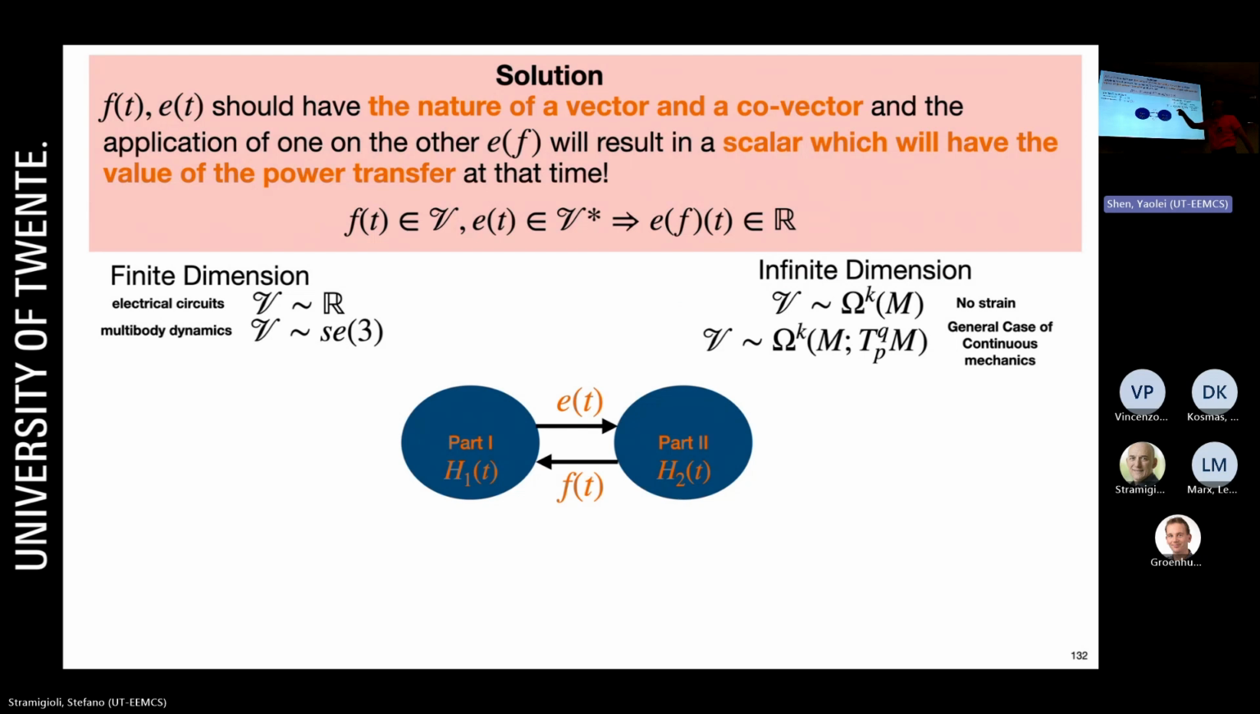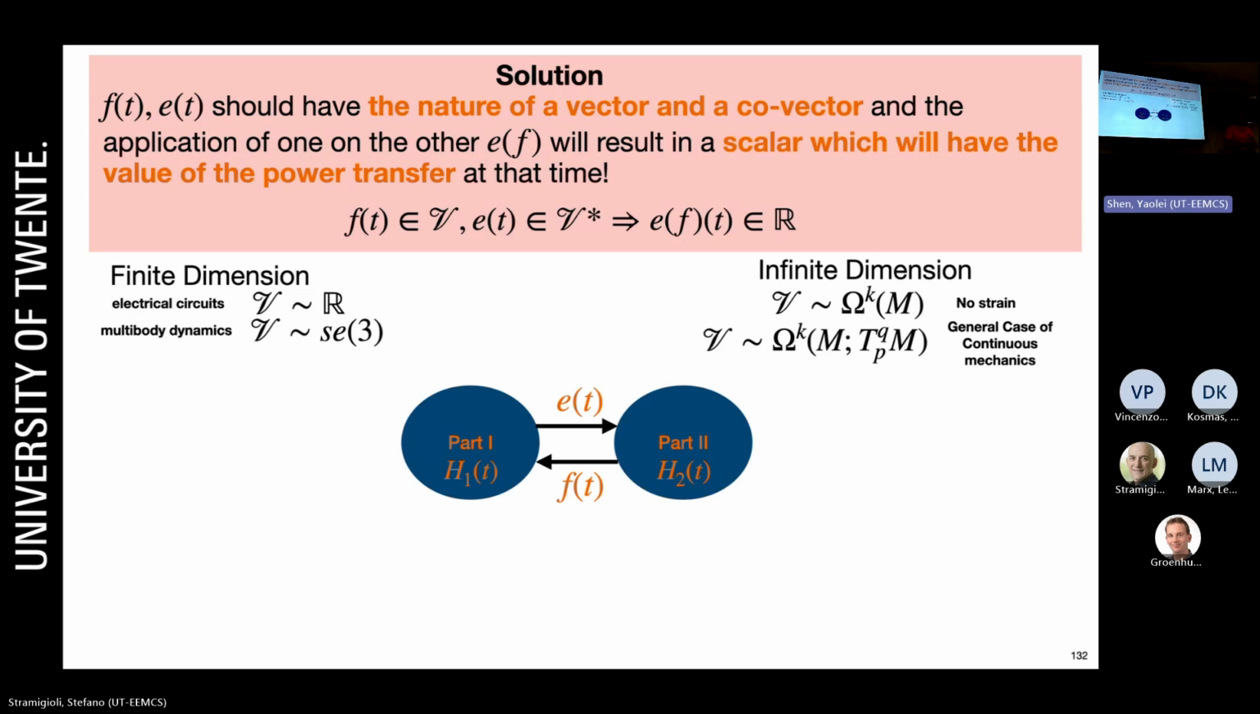So very simply, if you're in electrical circuits, the vector space would be the real numbers, like current and voltages. If you go to multibody dynamics, you will see that precisely the vector space will be SE3, which is a bit more than a vector space, and you'll see why that structure is needed in multibody dynamics. SE3 is a Lie algebra. What is a Lie algebra? It is nothing else than a vector space plus an extra structure, which will be fundamental, as you will see, because of symmetries and so on.